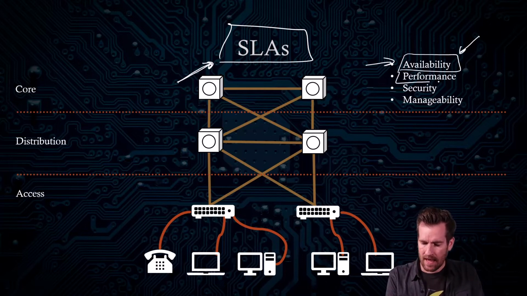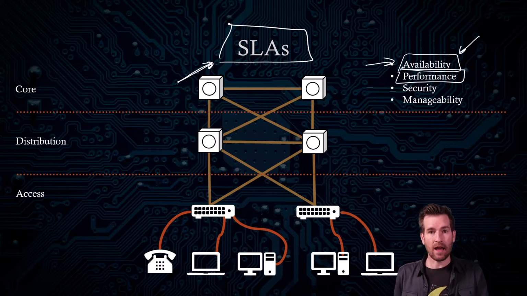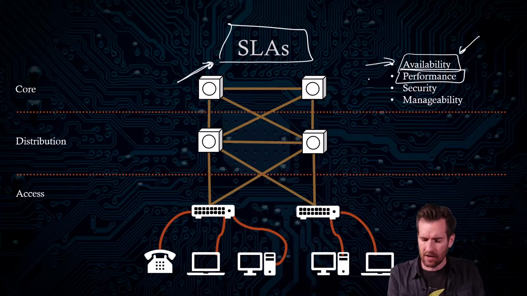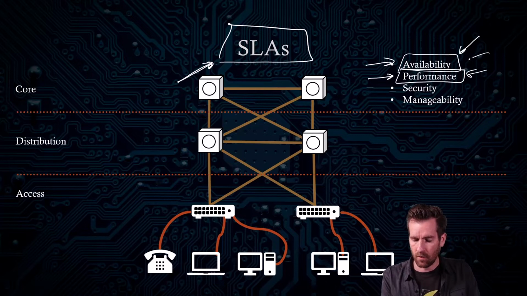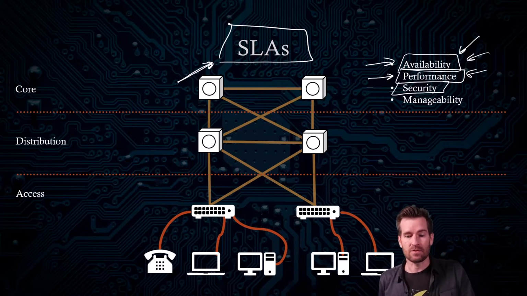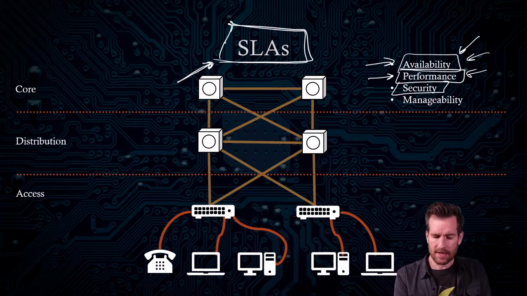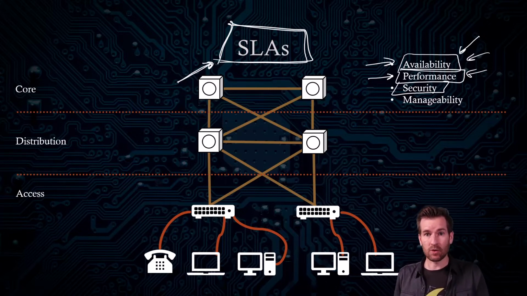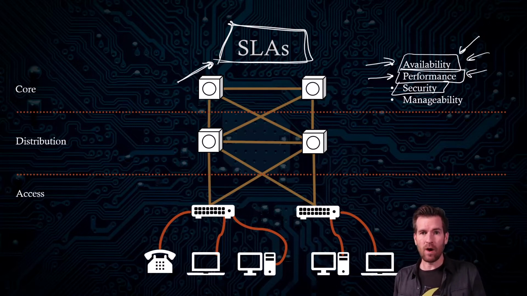Same thing with performance. If I have subscribed to a 200 meg connection or a gigabit connection, then I'm guaranteed a certain amount of performance for that availability, for that uptime. And if I'm not getting that, I could actually get a credit back on my bill. Some services have security as well. So SLAs are between somebody who's delivering a service and somebody who's receiving that service, and it's an agreement or an understanding of what level of service is going to be delivered.